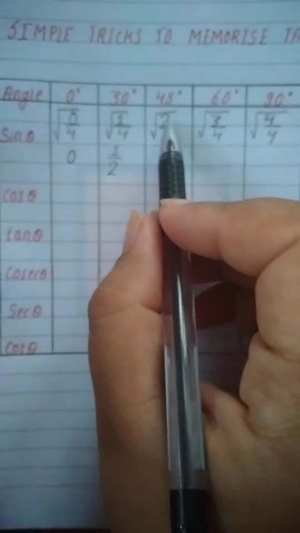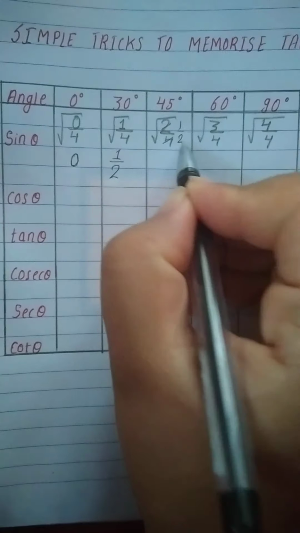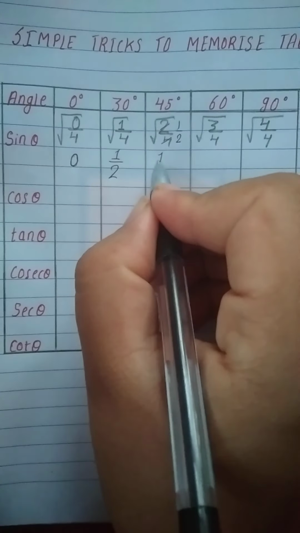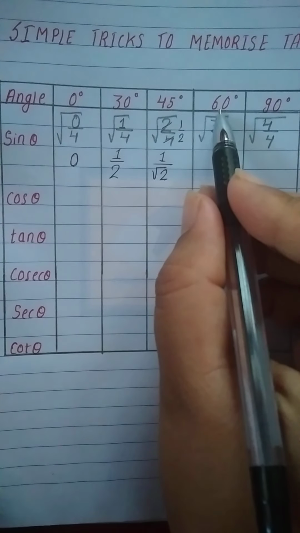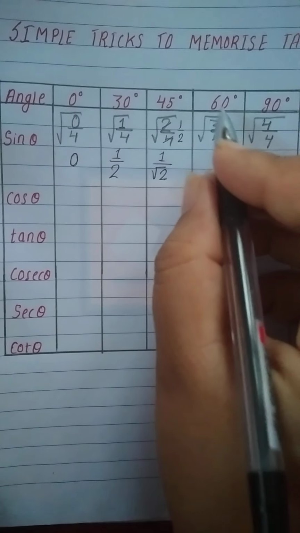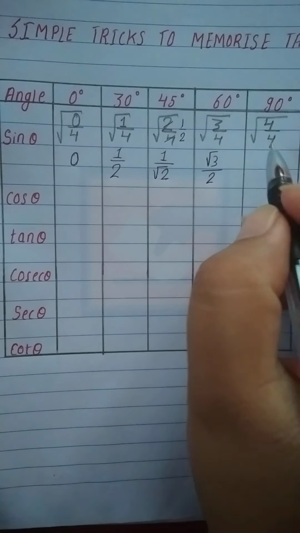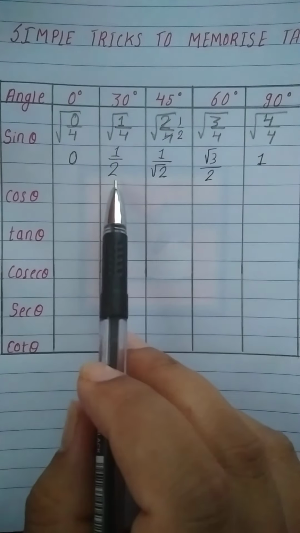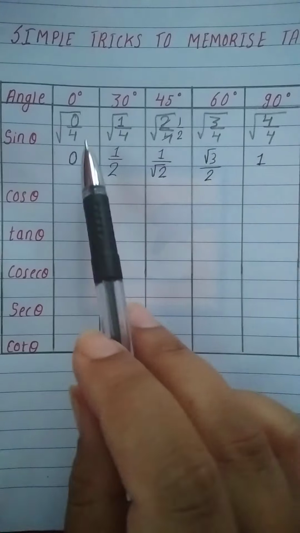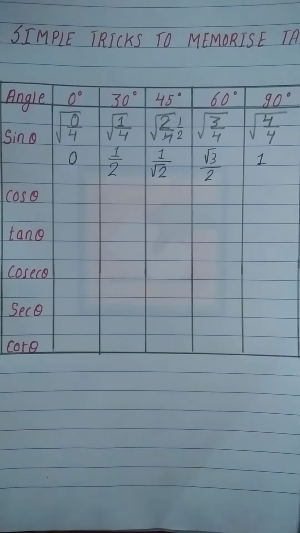Likewise, here 2 by 4, we can cancel with 2, so it will come 1 by 2, and root under 1 by 2 will come 1 by root 2, right? Likewise, for 60 degree also it will come root 3 by 2. Similarly 4 by 4 is 1, root 1 is 1. I hope now these values are very clear to you. Sine 0 is 0, sine 30 is 1 by 2, sine 45 is 1 by root 2, sine 60 is root 3 by 2 and sine 90 is 1. So this is how you memorize the values of sine.